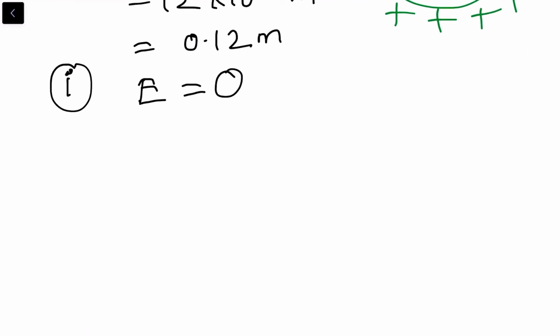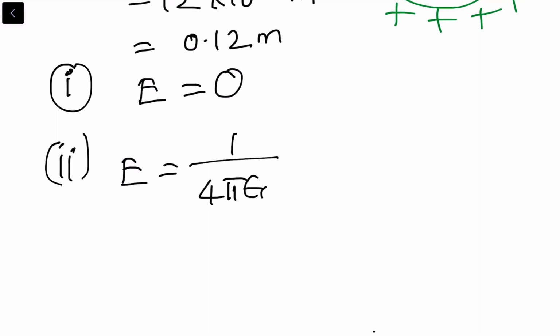That is exactly just outside the sphere. That is E is equal to 1 by 4 pi epsilon naught Q by capital R square, where capital R is the radius. Here the charge is assumed to be concentrated at the center of the sphere. You can assume that the charge is concentrated at the center of the sphere.